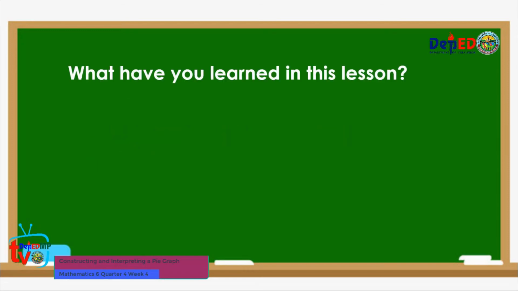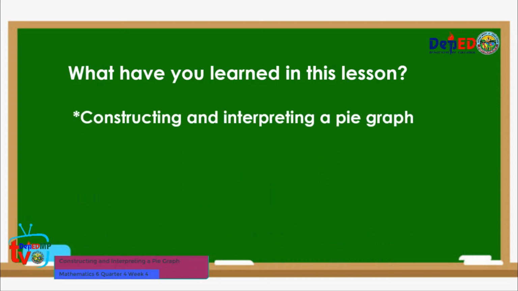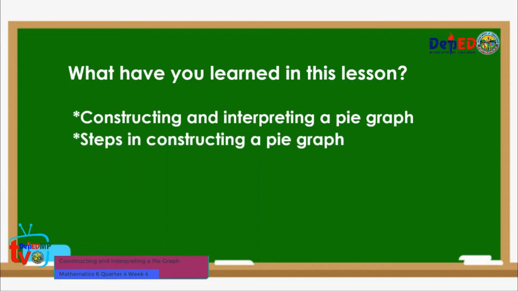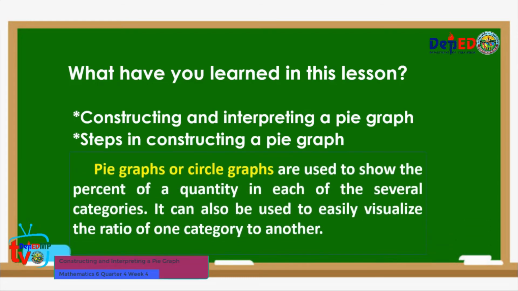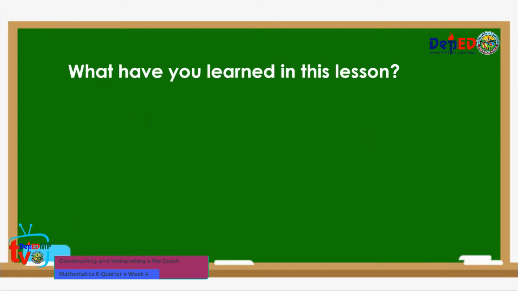What have you learned in this lesson? These are the things you have learned in this lesson. Number 1, constructing and interpreting a pie graph. Number 2 is steps in constructing a pie graph. Okay, for information, pie graphs or circle graphs are used to show the percent of a quantity in each of the several categories. It can also be used to easily visualize the ratio of one category to another.